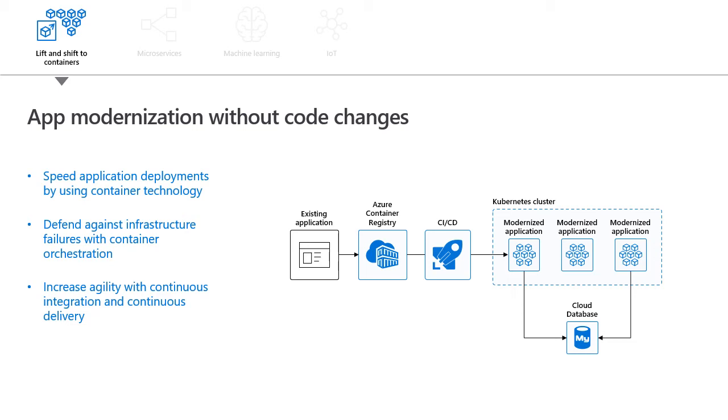So lift and shift to containers, this is kind of what it looks like. You can speed up your application deployments. You can defend against infrastructure failures. So your existing application, you convert that to containers using ACR, and then in the subsequent steps, you will have a Kubernetes cluster with your modernized application as different containers accessing a cloud database.